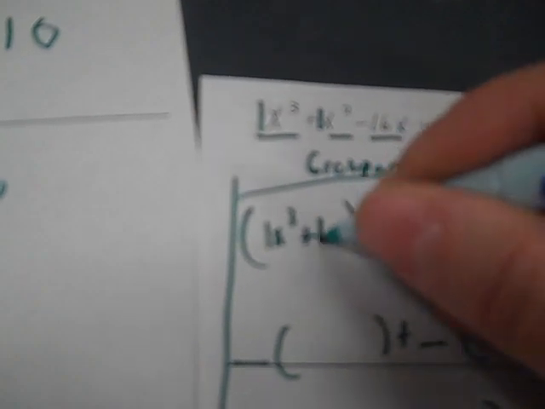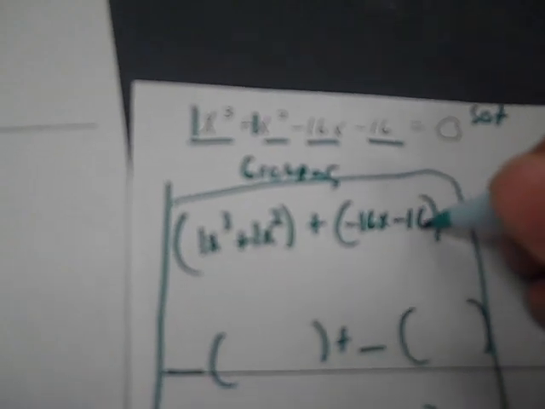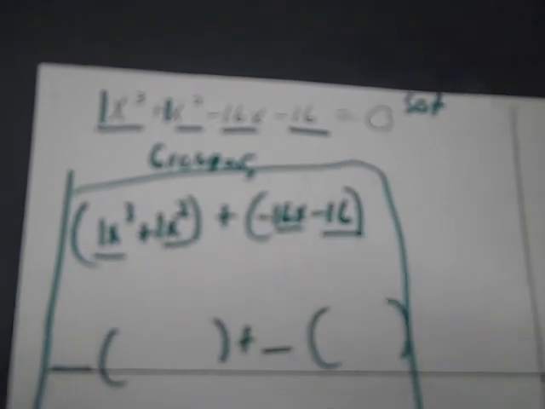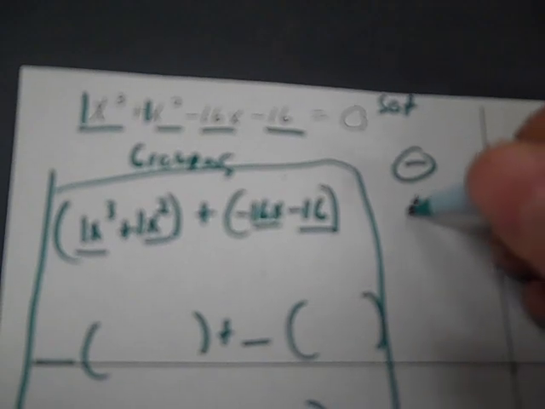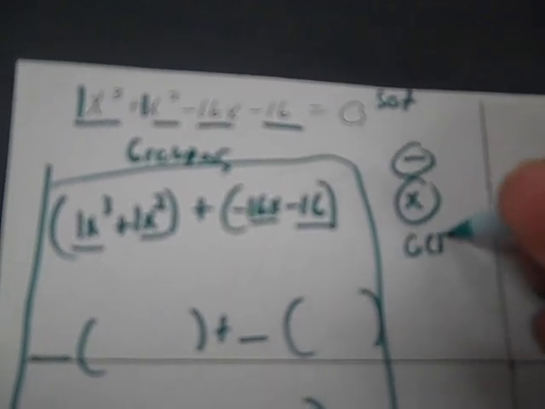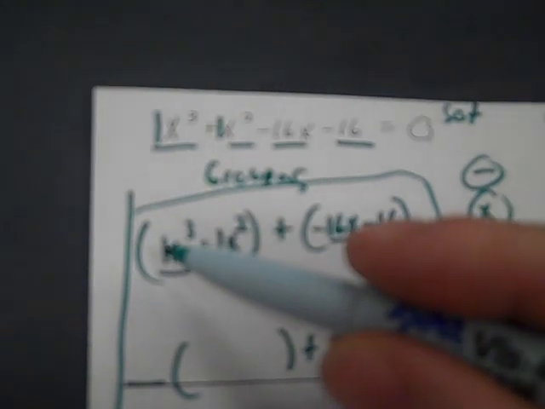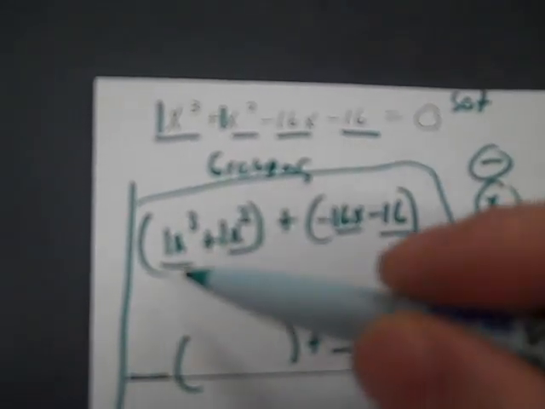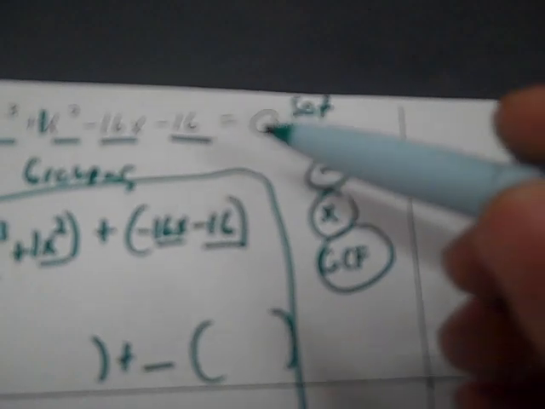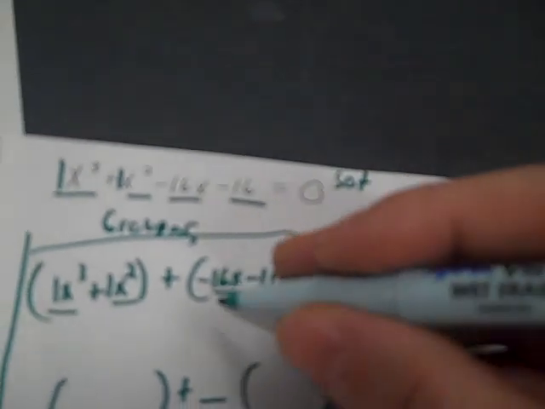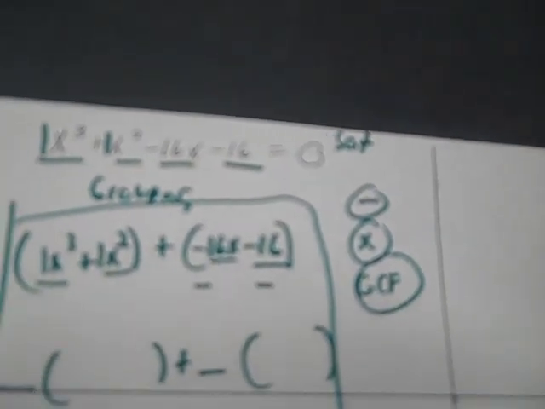And one like that. Okay, so I have 1x to the third, and I put that with the plus 1x to the second, and then negative 16x minus 16. Okay, now there's a problem. You got to know how to find what you're going to divide by. So again, negative x and GCF. The very first number in this parentheses is not negative, so I don't put negative in that one. The very first number here is negative, so I need to put negative under both of them, okay?